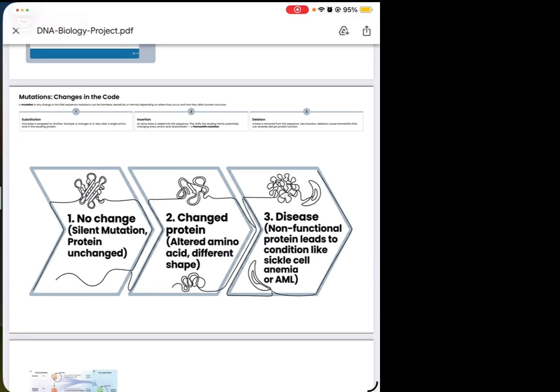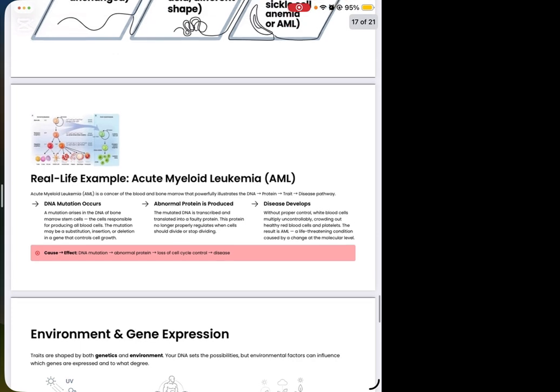Mutation. Mutations are changes in DNA that can affect proteins. For example, in acute myeloid leukemia, a mutation causes nerve cell growth, showing how DNA changes can lead to disease. Bonus helps full marks.